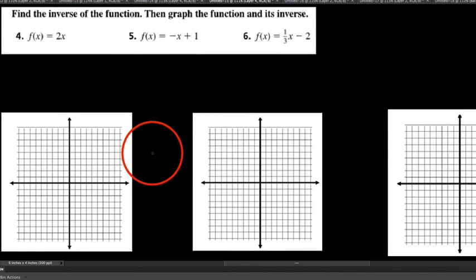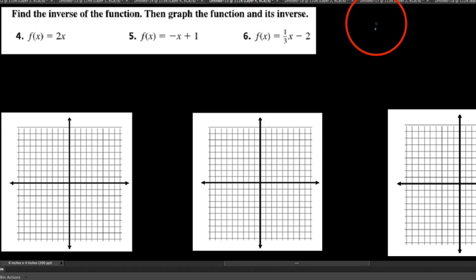Okay, YouTube, in our last video, after exploring inverse functions and their graphs, what we're going to do in this video is essentially find the inverse of these three functions that are given here as numbers 4, 5, and 6. And then we're going to graph those functions and their inverse functions, and verify that they are indeed reflected over the line y equals x.